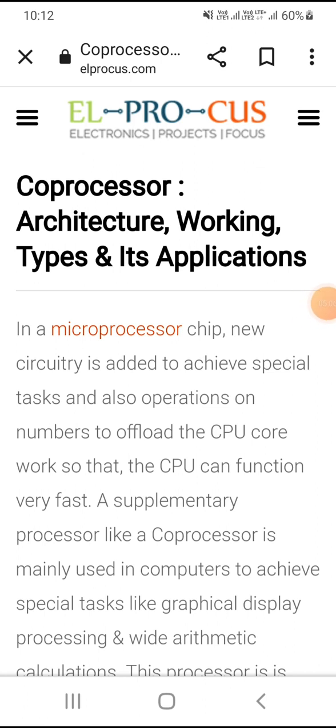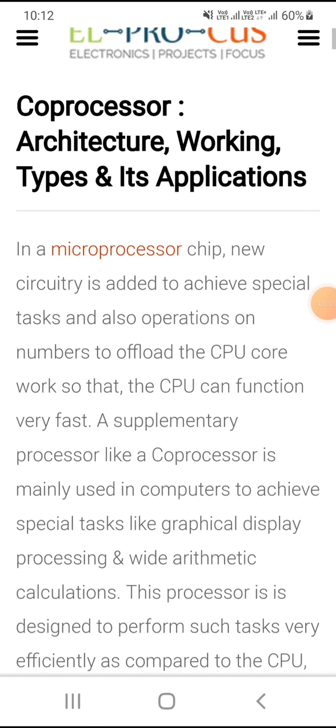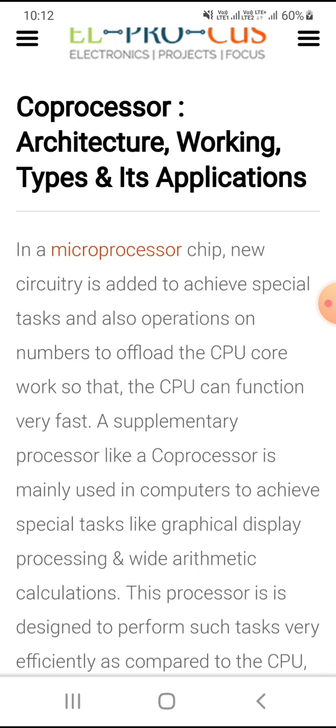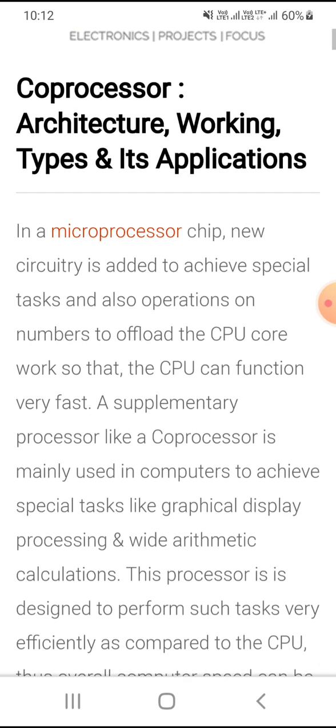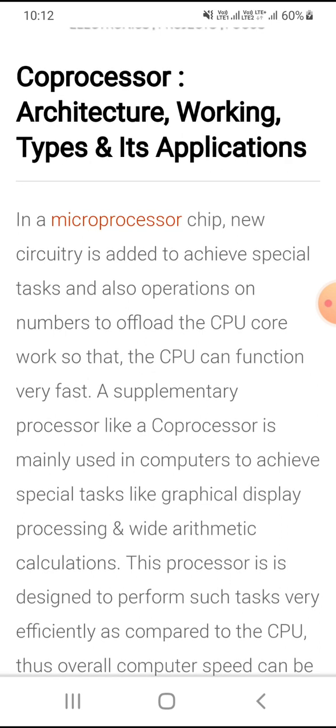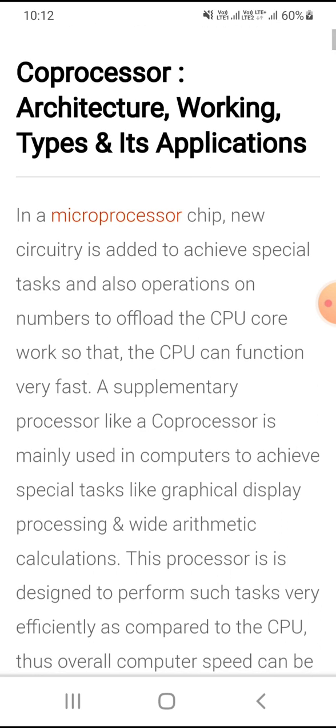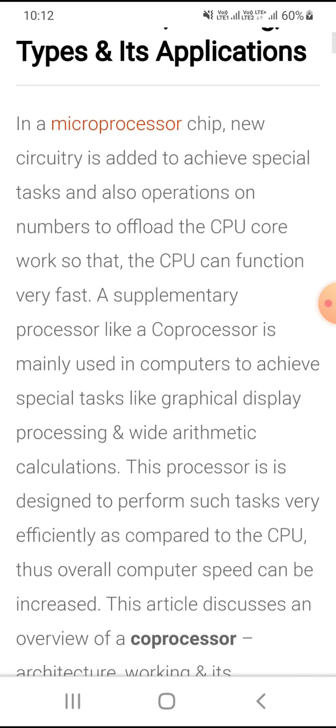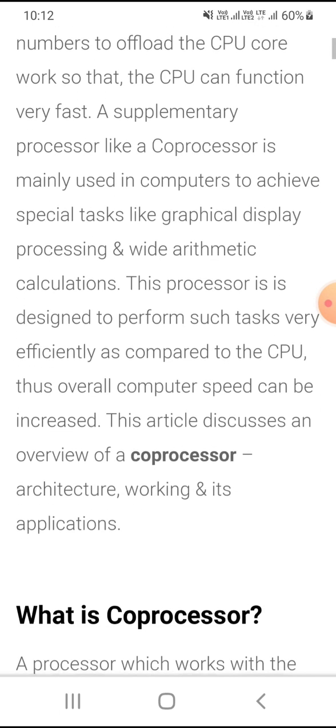Coprocessor architecture, working types and its application. In a microprocessor chip, new circuitry is added to achieve special tasks and also operations on numbers, to offload the CPU core work so that the CPU can function very fast. A supplementary processor like a coprocessor is mainly used in the computer to achieve special tasks like graphical display processing and wide arithmetic calculation. This processor is designed to perform such tasks very efficiently as compared to the CPU. Thus, overall computer speed can increase.